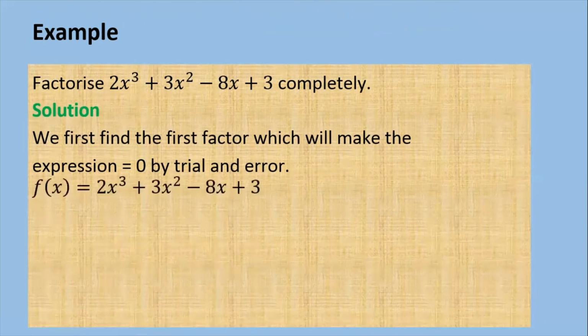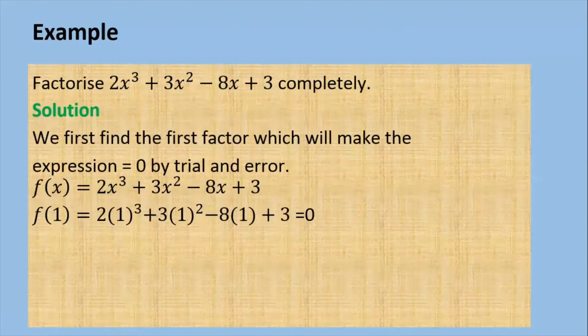Right, so we start by letting f of x equal 2x cubed plus 3x squared minus 8x plus 3. It's easier for you to start with 1 or minus 1. Okay, let's start with 1. So f of 1, it means that we will replace all the x by 1. So that's 2 times 1 cubed plus 3 times 1 squared minus 8 times 1 plus 3 equal to 0. So we can say that x minus 1 is a factor. Right. Now we know that the first factor is.